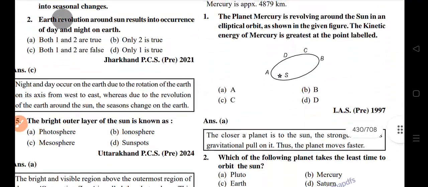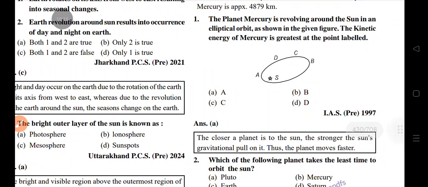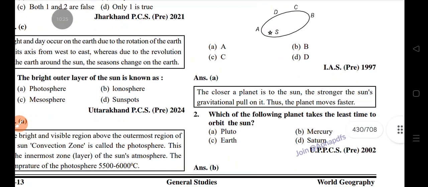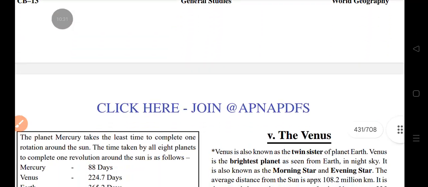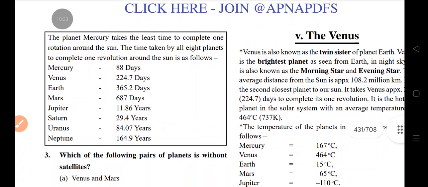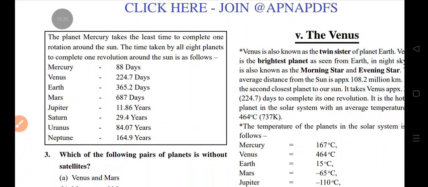The bright outer layer of the Sun is the photosphere. Planet Mercury is revolving around the Sun in an elliptical orbit as shown in the figure. Kinetic energy of Mercury is greatest at point A. Which one of the following planets takes the least time to orbit the Sun? Mercury, least time.